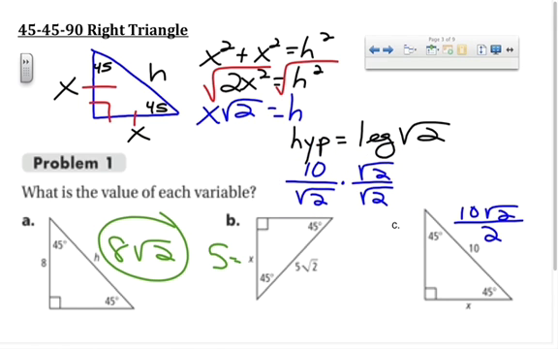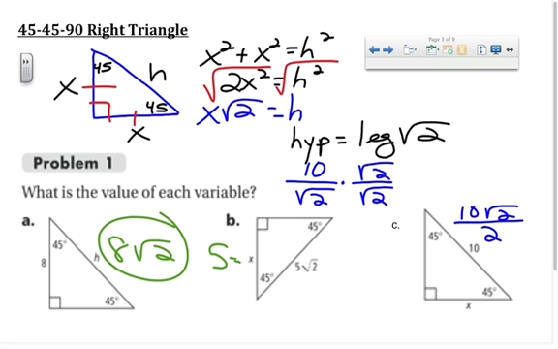Okay, so this is where I start, the 10 over radical 2, because I know what the hypotenuse is, and I'm trying to find the leg, and my property says that the hypotenuse is leg times radical 2, so I need to divide by radical 2. With me so far? Okay, but I'm not allowed to have a radical on the bottom.